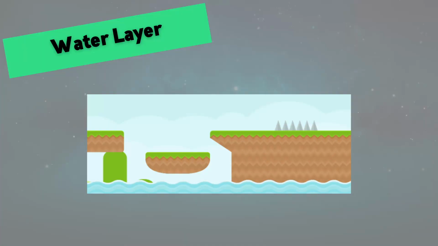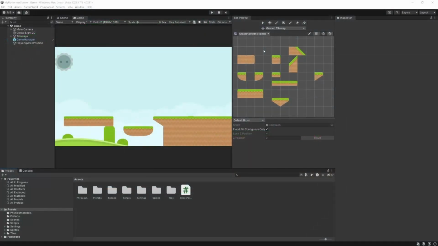In this video, we're going to start adding some water to our game and we're going to give it its own layer on the tile map. So currently we have the grass platform palette we made. Now, a lot of the time you'll want to end up making your own palette for different types of objects you use in your game.